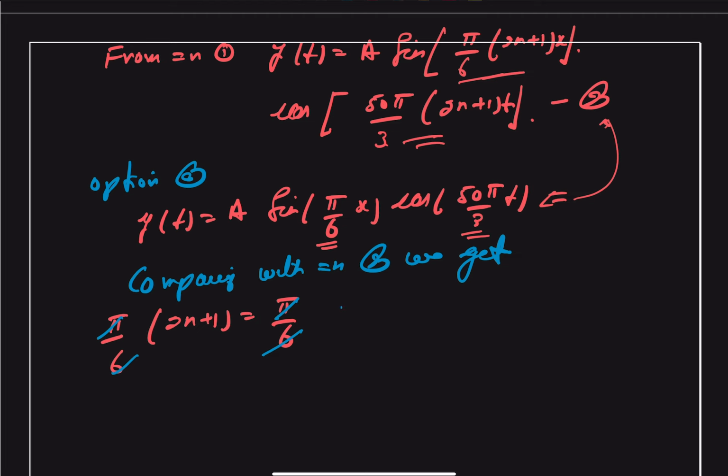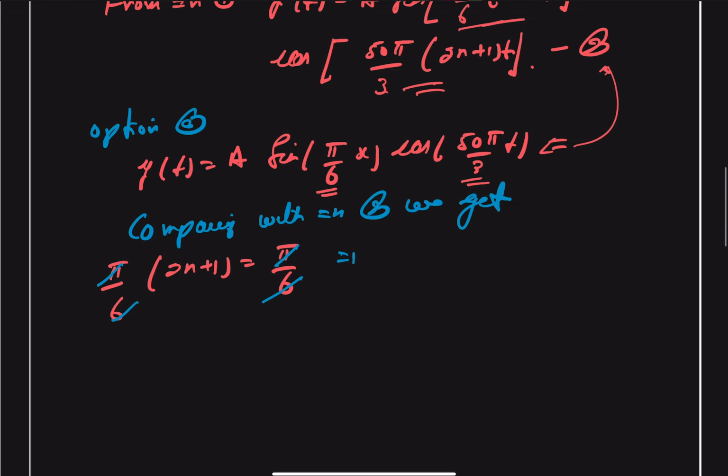So from here we get that 2n plus 1 will be equal to 1, which gives us 2n is equal to 0, or we get n is equal to 0. So obviously that is our natural number.